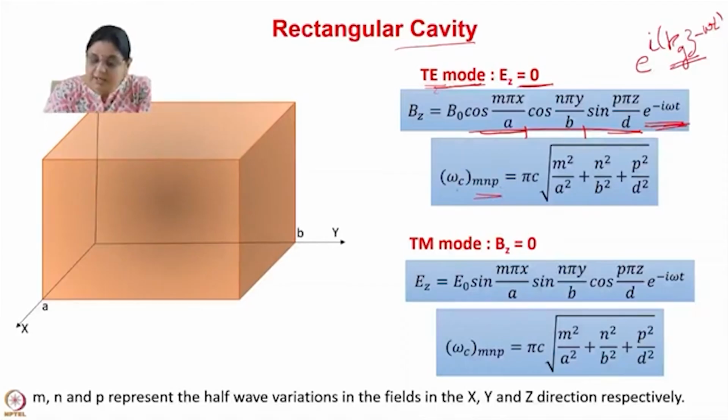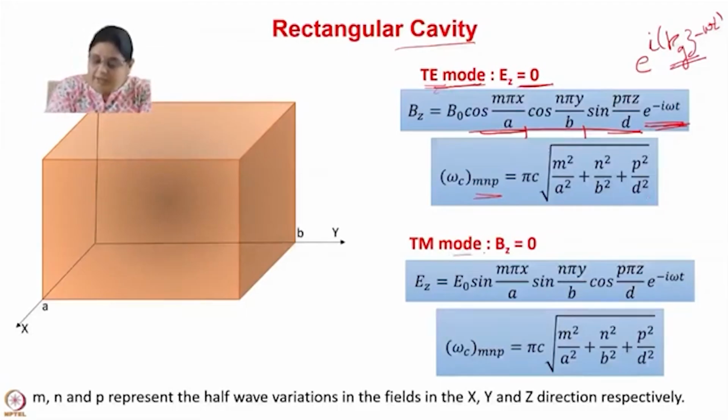So omega_c,mnp is equal to pi c times the square root of m squared by a squared plus n squared by b squared plus p squared by d squared. So you see that the cutoff frequency of all the modes depends only on the dimensions of the system. Others are all constant.